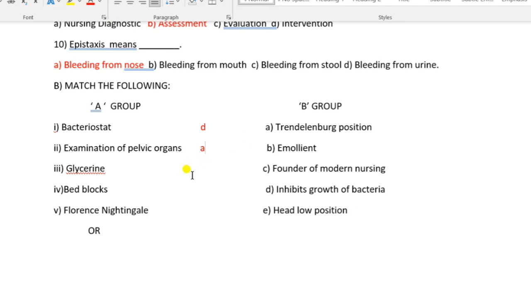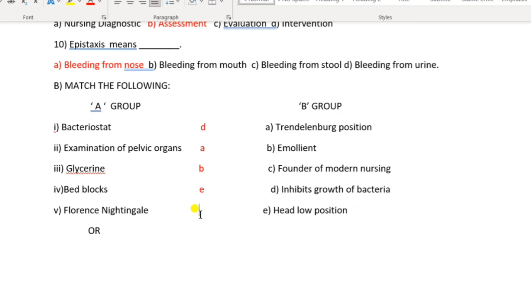Then glycerin. Glycerin acts as an emollient. While doing the mouthwash, nurses apply glycerin on the lips and gums of the patients. If there is a crack on the lips or gums, that time also we use glycerin as an emollient. The third is option B. Bed blocks we give for head low positions, so the answer is option E, and it is one of the comfort devices.